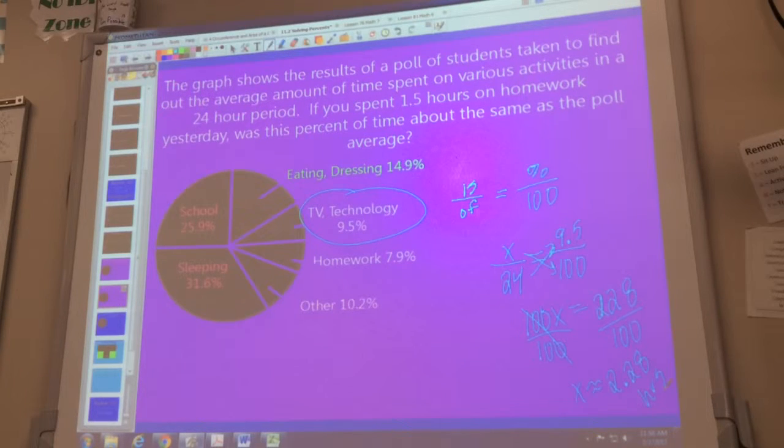Go for it. Please don't click. So if you spent 1.5 hours on homework yesterday, is that about the same as that national average? And like I said, there's like 5 different ways of getting this right. To be honest, all of you could solve it differently and get the right answer. We're going to go through it.